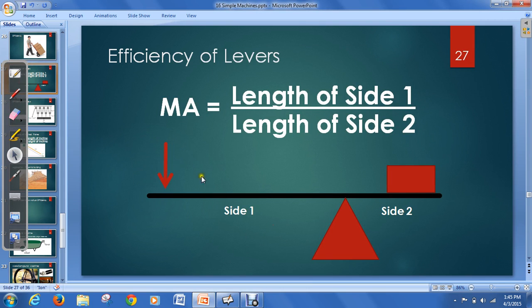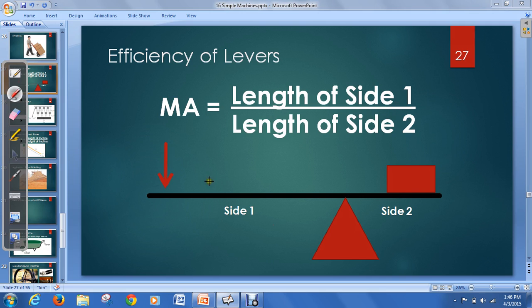So for example, with a lever, if we want to find the mechanical advantage, we can write it like this. The mechanical advantage is equal to the length of side 1, or the length of the side with the force on it, compared to the length of side 2, the side with the load on it. So for example, if you're using a crowbar, prying up wood or tile or whatever it is, you want a nice and long crowbar, because that's the length of side 1. You put the force on this side of the crowbar to lift up the load.